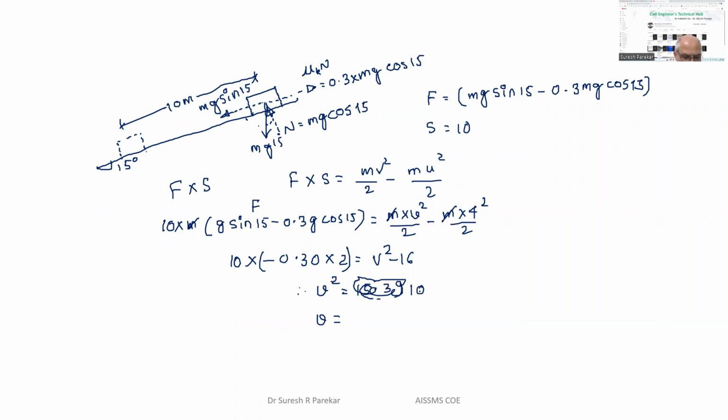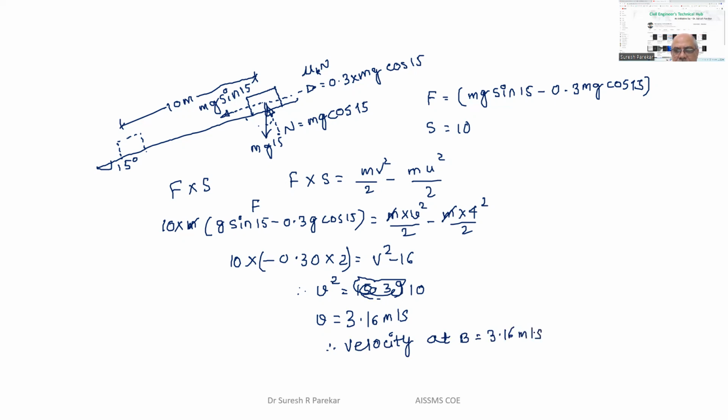And from this I will get the value of v. That is 0.3 into 2 into 10, this is 6 minus 16, and root of 10, which is 3.16 meter per second. So root of 10. And therefore the velocity at B is 3.16 meters per second.